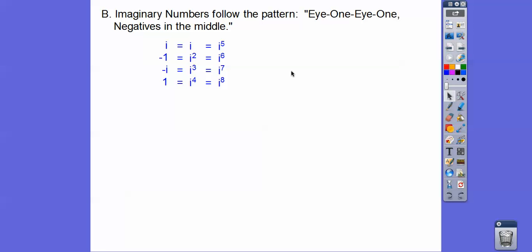It's also i to, then just pick up, the ninth, 10th, 11th, 12th. This is always i to the multiples of 4 is 1. So i, 1, negatives in the middle. This would be i to the 13th, 14th, 15th, 16th. This is all multiples of 4. We'll come back to that in a second.